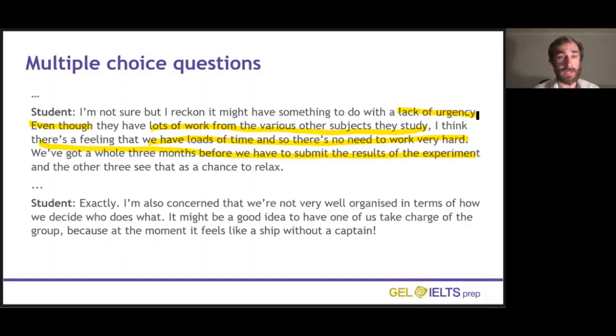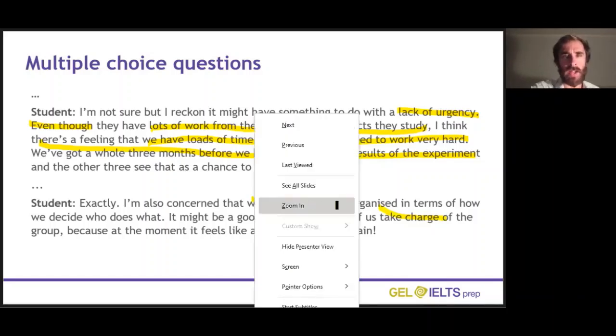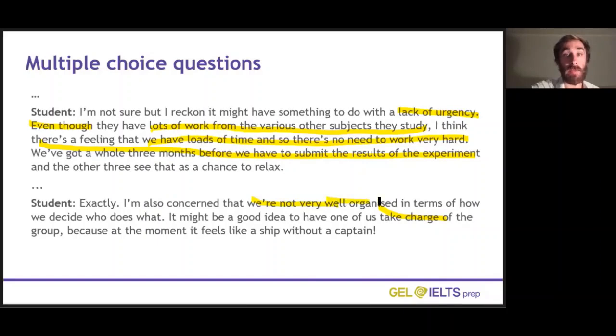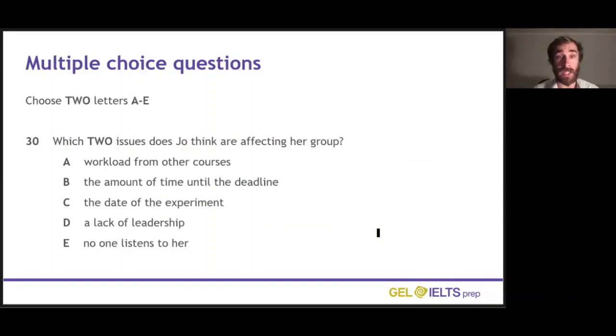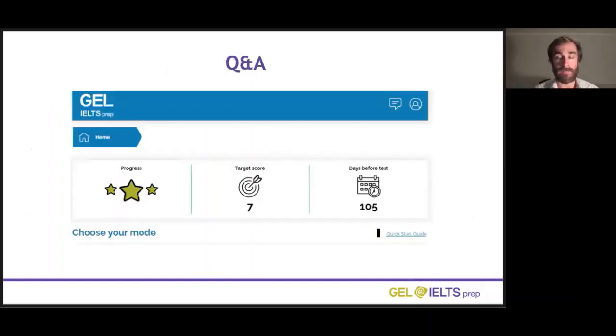Secondly, the student says, exactly, I'm also concerned that we're not very well organized in terms of how we decide who does what. It might be a good idea to have one of us take charge of the group. So here, the student is saying that they're not very well organized, and it would be a good idea if one of them took charge. And then this idiom of a ship without a captain. So here they're saying the lack of leadership is a problem. So the answers were B and D.